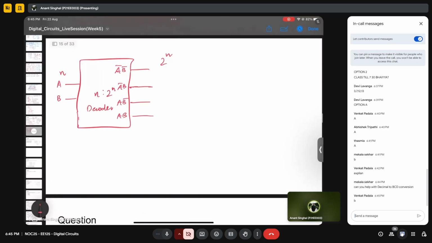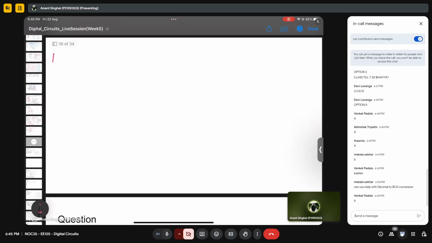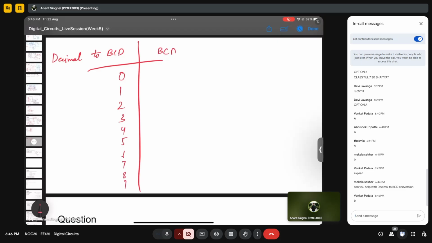Okay, let me quickly tell the decimal to BCD. So decimal to BCD is actually very simple. In decimal, we know that we have the values from 0 to 9. The BCD is the actual 4-bit equivalent of that. So it's 0, 0, 0, 0, 0, 0, 0, 1, 0, 0, 1, 0, 0, 0, 1, 1.